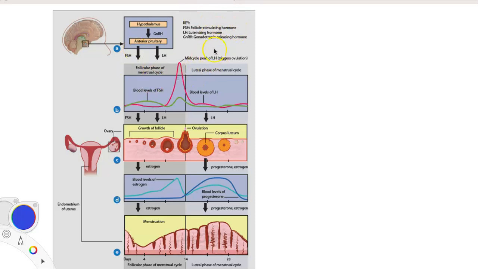Okay, so this is just a graph of the cycle, basically. So the hormones involved with ovulation and all of that. You should know that all of this starts from the hypothalamus. The hypothalamus sends a releasing hormone, GnRH, gonadotropin releasing hormone, and it sends it to the anterior pituitary. Anterior pituitary will secrete FSH and LH, follicle stimulating hormone and luteinizing hormone.